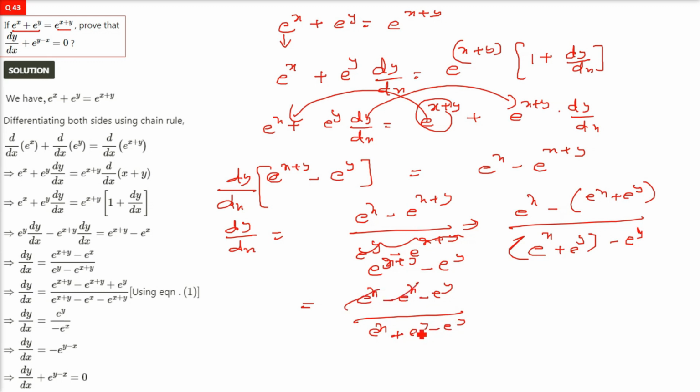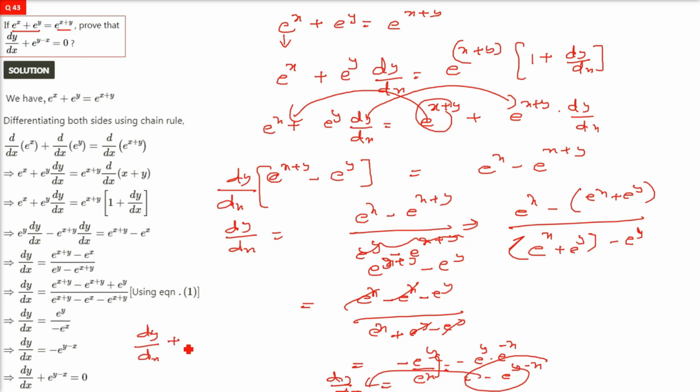This gets cancelled, these two get cancelled. There is a negative here. So it will be negative e raise y by e raise x, dy by dx on one side. So just assume that this e raise y by e raise x, when it goes up, it will be e raise y minus x. And we have dy by dx. So bring it here now. So dy by dx plus e to the power y minus x is equal to 0. Now this is the only catch, okay? Replacement.